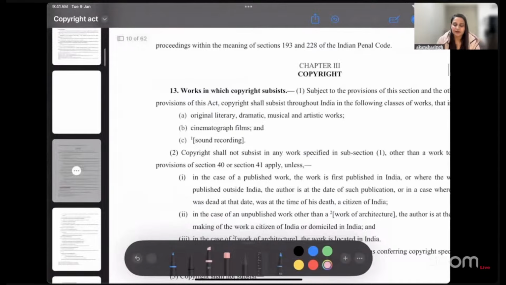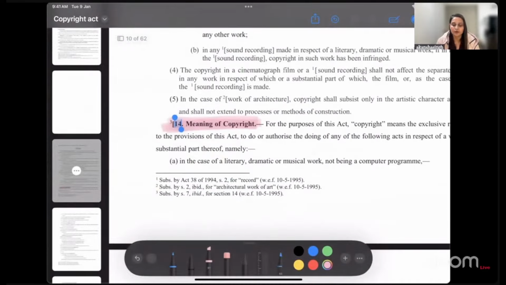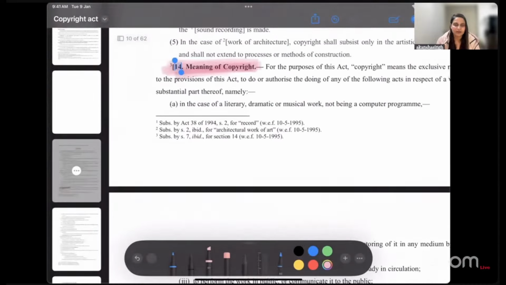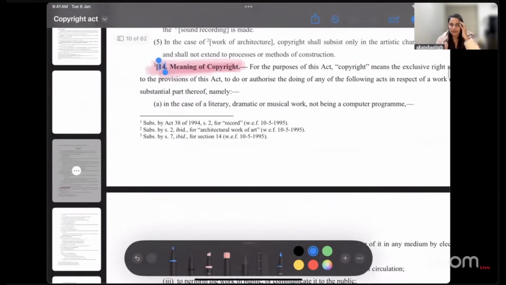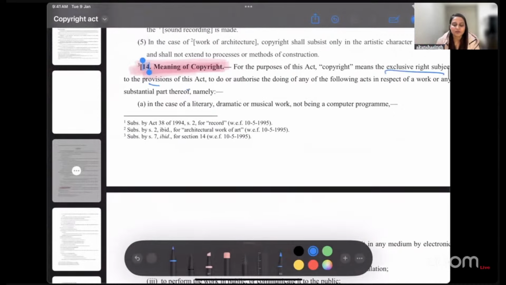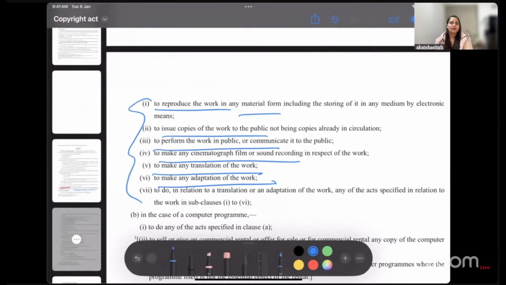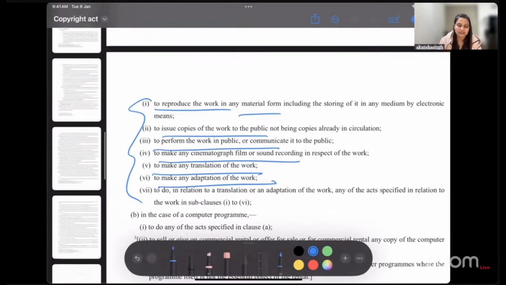Firstly, we have section 14, which talks about the meaning of copyright. This tells you what will be included and what the rights will be. It is a very lengthy section, but I gave you a brief of it in my PPT. Copyright is an exclusive right, subject to the provisions, to authorize or do any of the following acts in case of literary, dramatic, musical work. We have seen in our question also that they spoke about this set of work only: to reproduce the work, issue copies, perform the work, make a cinematograph film, translation, adaptation. This is the summary that I put in my PPT as well. So these are the bundle of rights that are recognized under section 14.